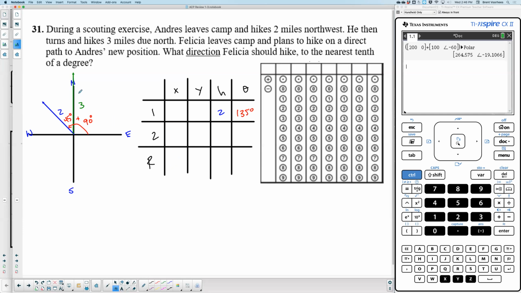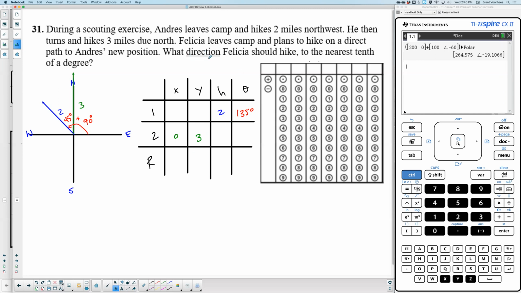Second vector, 3 miles north. So if it's 3 miles north, is that a horizontal X, a vertical Y, or a diagonal H? What do you think, Juan? Vertical Y, I agree. If you use a Y, you have to include the X with it. What are we going to put for X here? 0. So those are our 2 vectors.